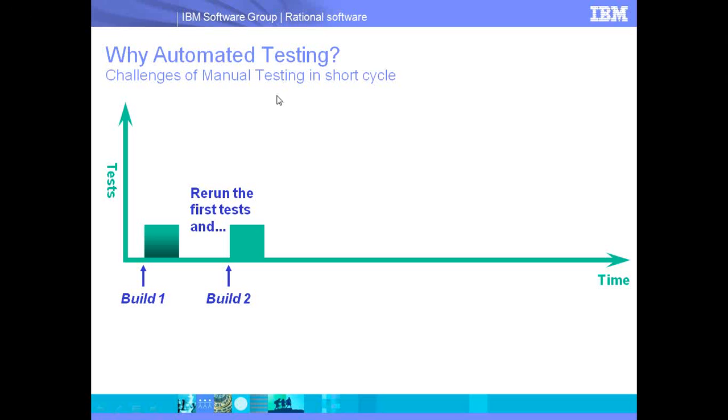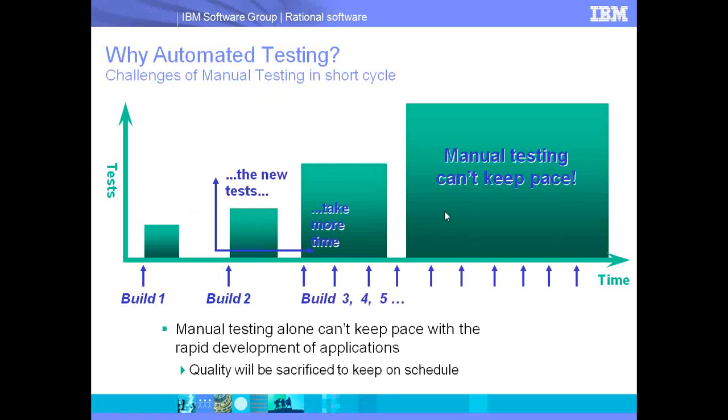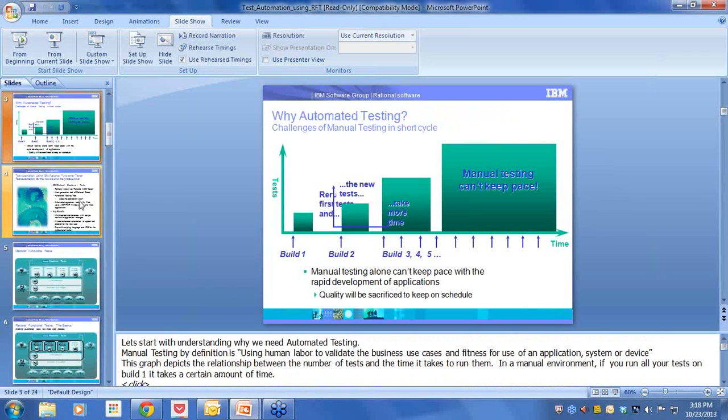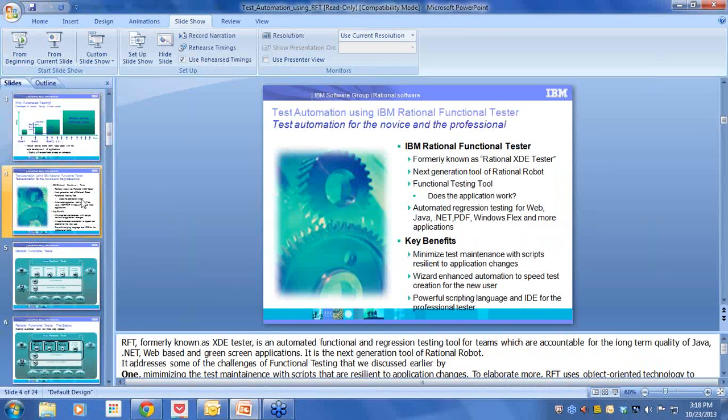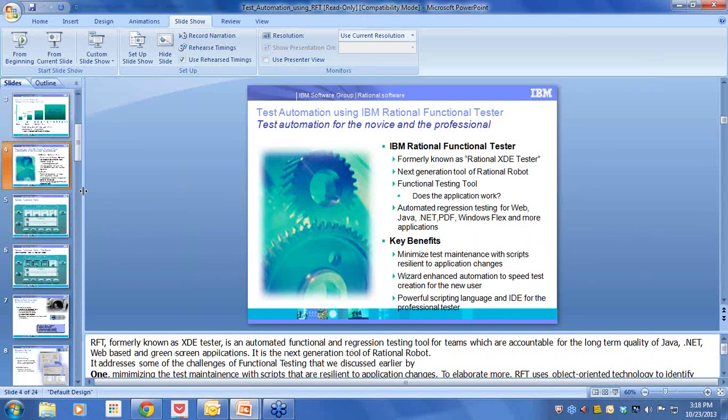Rational Functional Tester is an automated functional and regression testing tool for teams which are accountable for the long-term quality of their applications, right? It is also the next generation tool for the Rational Robot. When you use this tool for testing your application, it tests whether the application works, right? It addresses basically the challenges of functional testing that we discussed in the previous slides.